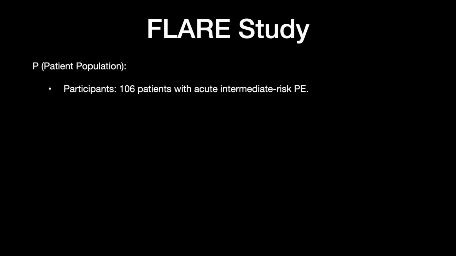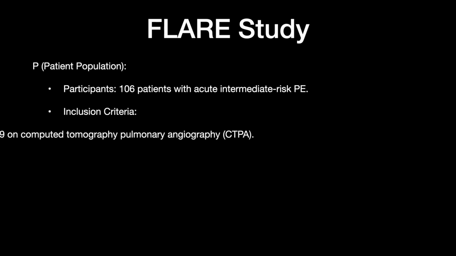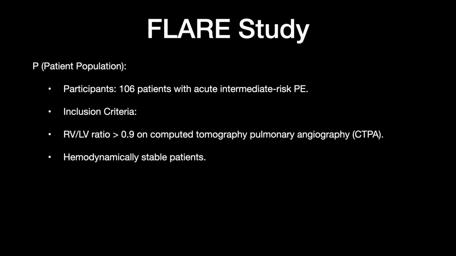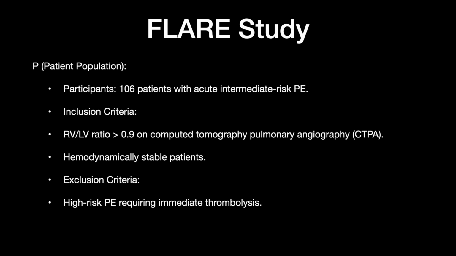The next is the FLARE study. It is 106 patients with acute intermediate risk pulmonary embolism with RV to LV ratio more than 0.9 here. This is based on the CTPA findings, in hemodynamically stable patients. Again the exclusions are the same, high risk and contraindications to anticoagulation and thrombectomy.